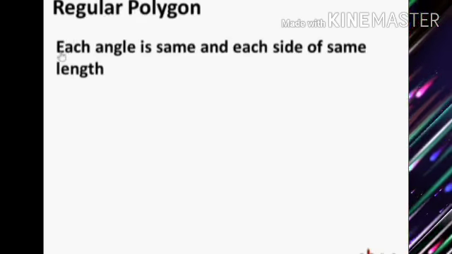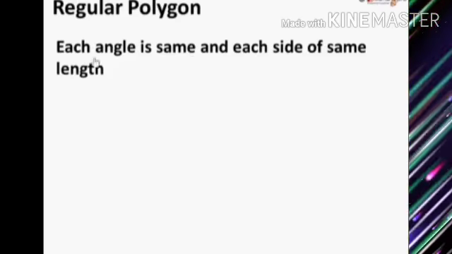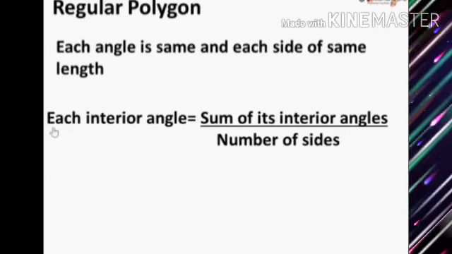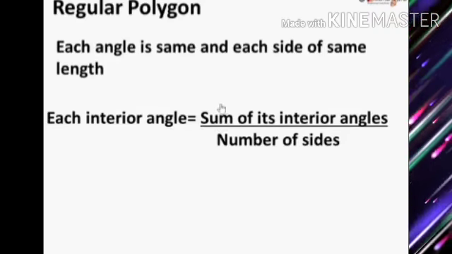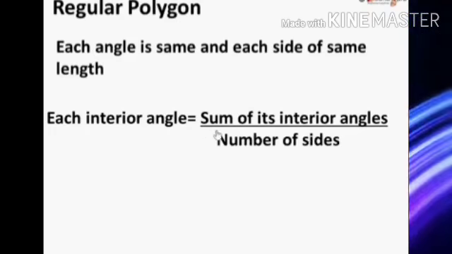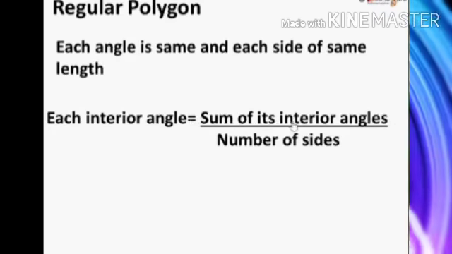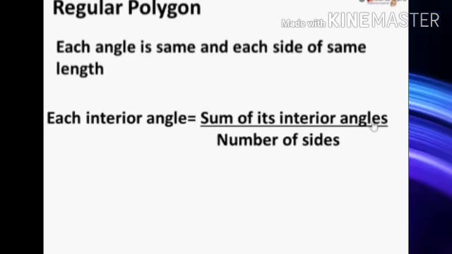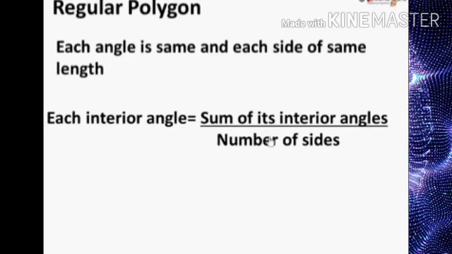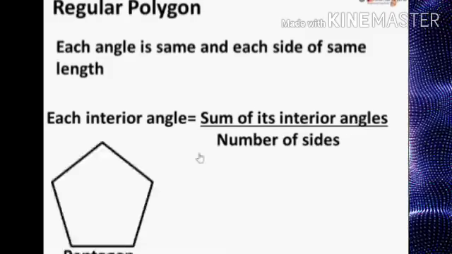One thing you also know about a regular polygon, that each angle is the same and each side is of the same length. That is, the measure of the length of the side is the same, also the measure of each angle is the same. So if you want to find each interior angle, you just have to divide the sum of the interior angles by the number of sides. And you know how to find the sum of its interior angles.